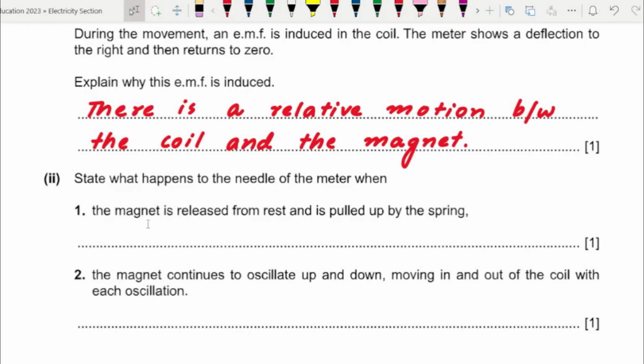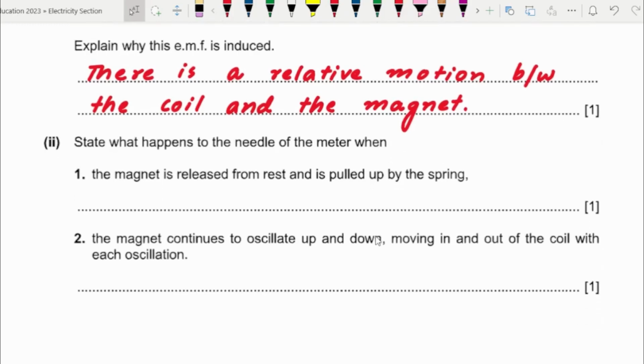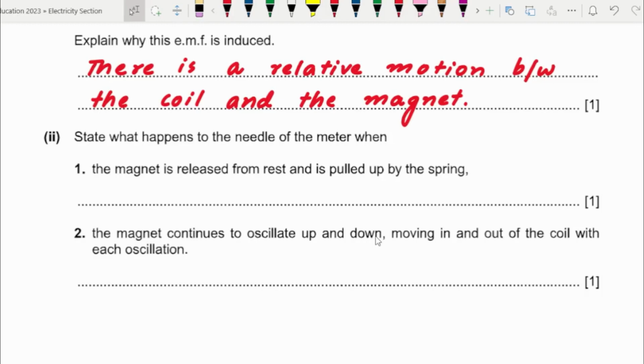Then we have the next one, part 2. State what happens to the needle of the meter when, part 1, the magnet is released from rest and is pulled up by the spring. So the magnet is released from rest and then pulled up by the spring. So there would be a negative rate of change of magnetic flux linkage. Whatever magnetic field lines were there, now the magnetic field lines would decrease as the magnet is being pulled up or away from the coil.